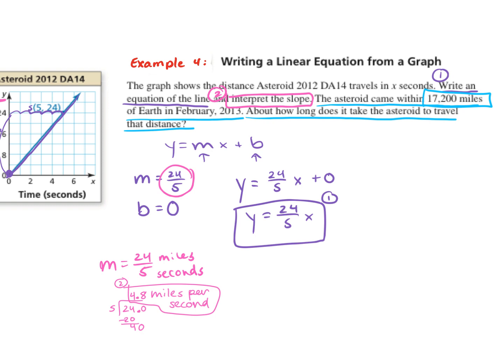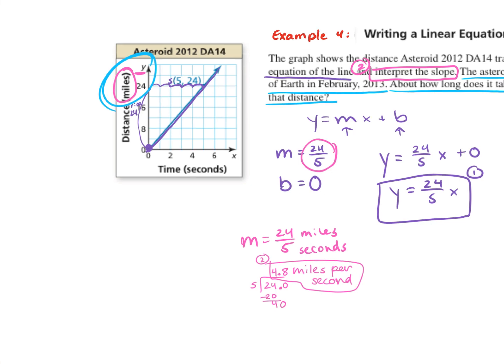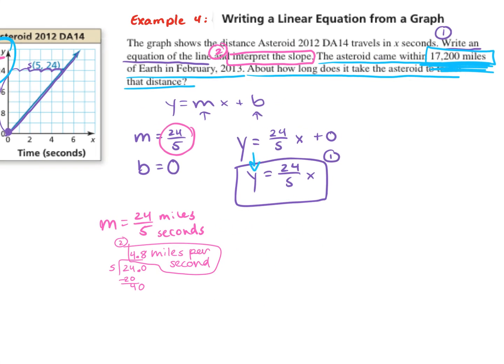17,200 miles. Do you think I'm going to plug that into the X or into the Y? Why? Because it's talking about miles. This number, 17,200, is talking about miles. The miles, we said, goes with the Y. So I'm going to plug that into the Y in my formula. So I have 17,200 is equal to 24 over 5x. So I plug it into the Y because it's talking about miles.